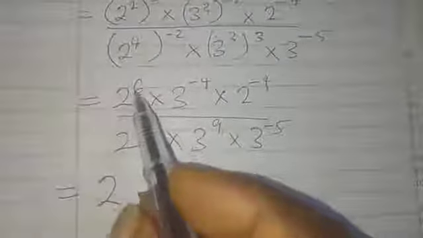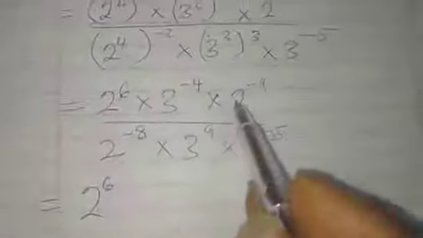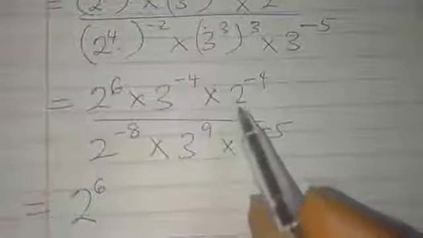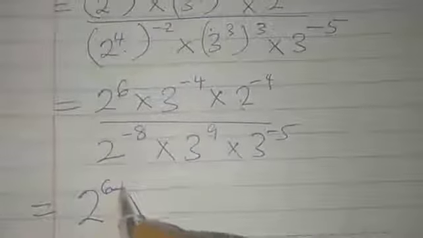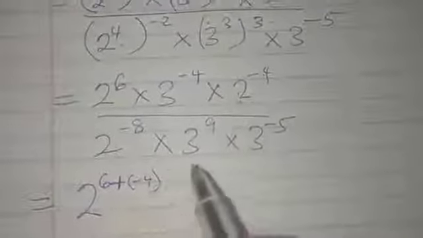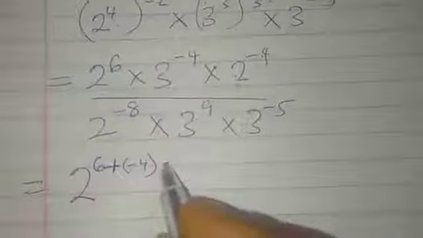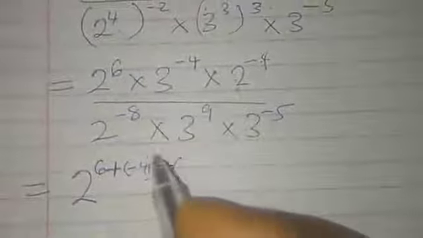Now, we have two numbers here. We have only 2 and 3. So we apply the law of indices, which says if you are multiplying, you add up the powers. You have 2 raised to power 6. You are multiplying it with this one. So since we are multiplying, I'll put plus there. Plus its own power. Its own power is minus 4. This is another 2 here. We are dividing now. So since we are dividing, I'll put minus. Minus its own power.